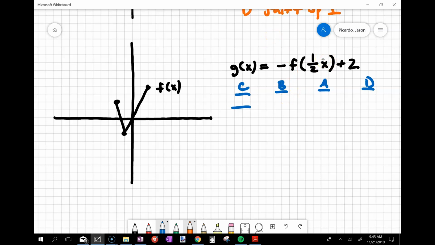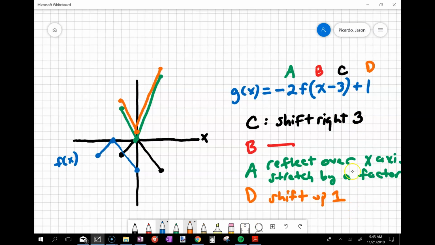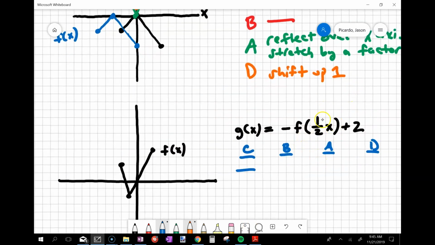Now, listen carefully. The b value is inside or outside of the parentheses? Inside. When I'm inside, it changes x's or y's? X's. Does it do so in the way we would imagine or the opposite way we'd imagine? Opposite, right? Because what happened here, guys? This was -3, but which way did we shift? To the right. This is inside, right? It's 1/2, but we're not going to multiply by 1/2. We're going to multiply by 2. So it doesn't shrink. It actually what?